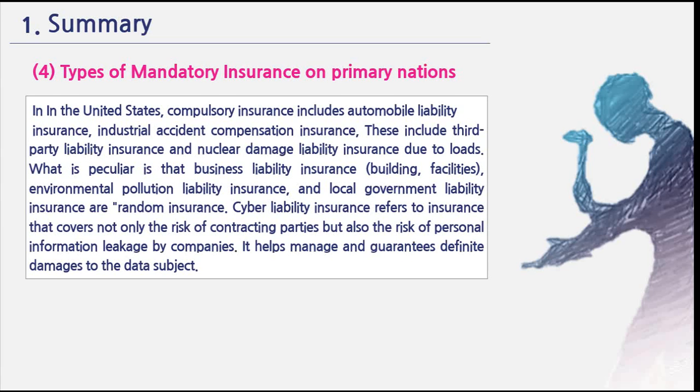In the United States, compulsory insurance includes automobile liability insurance, industrial accident compensation insurance, and third-party liability insurance by road. What is peculiar is that business liability insurance, building facilities, and environmental pollution liability insurance exist. Cyber liability insurance refers to insurance that covers not only the risk of contracting parties, but also the insurance issue of damage to third parties in relation to cyber risks such as e-business networks and information assets.